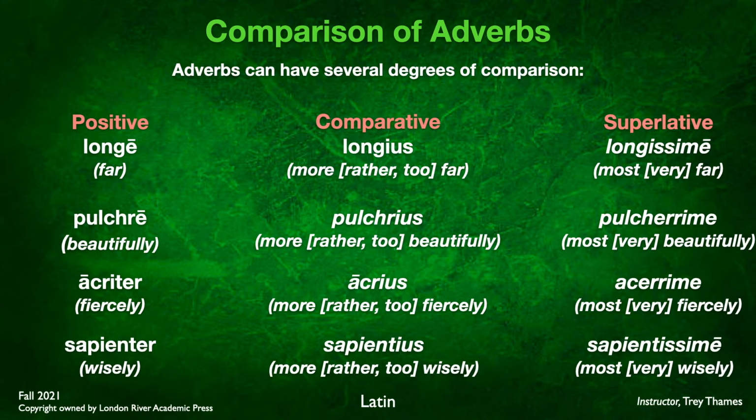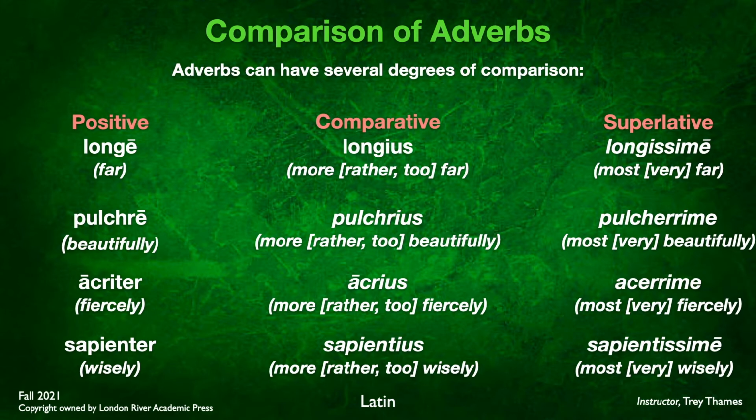We took the sapiens, sapientis, and we added an er to the base, sapient, so we end up with sapienter, wisely. And we take that stem and add an ius, so it's sapientius, more wisely, or rather, or too wisely. And then finally, sapientissime. Again, we add the issime for most adverbs in the superlative form, most wisely, or very wisely.